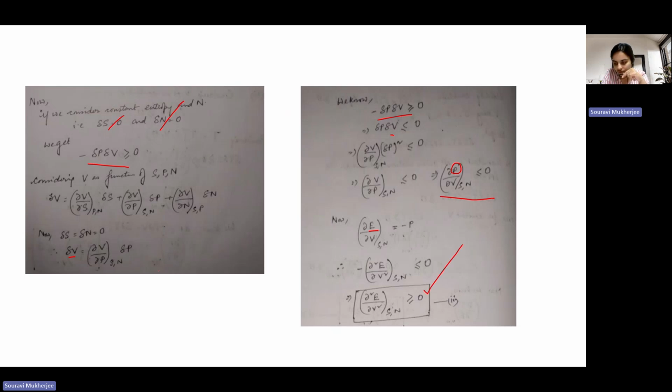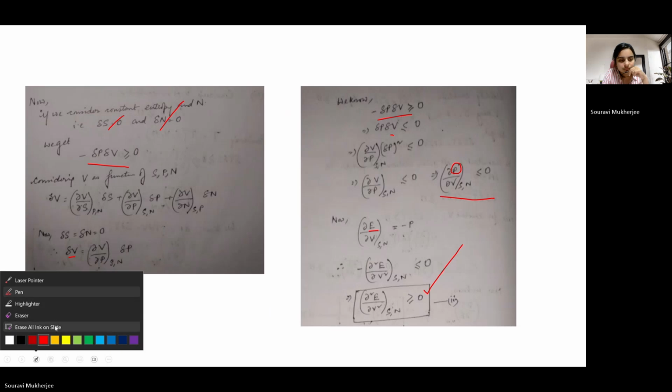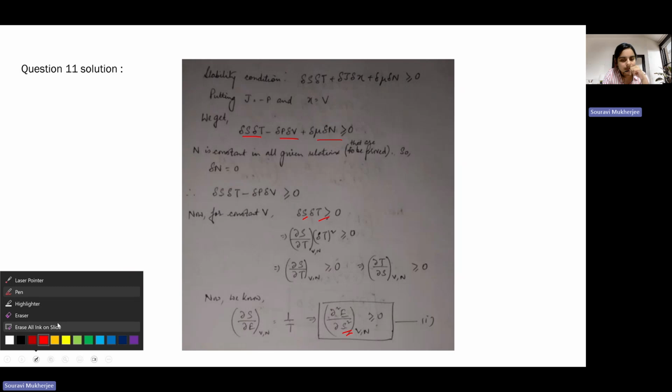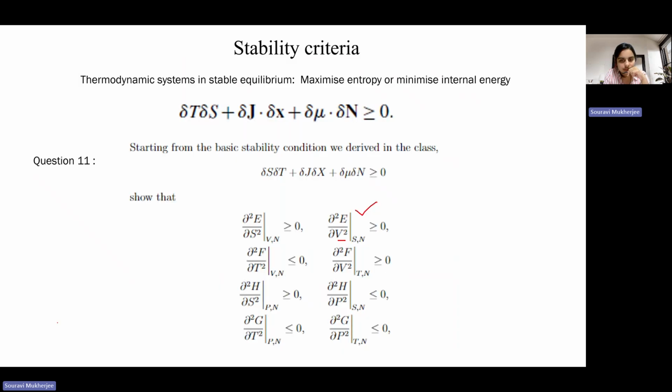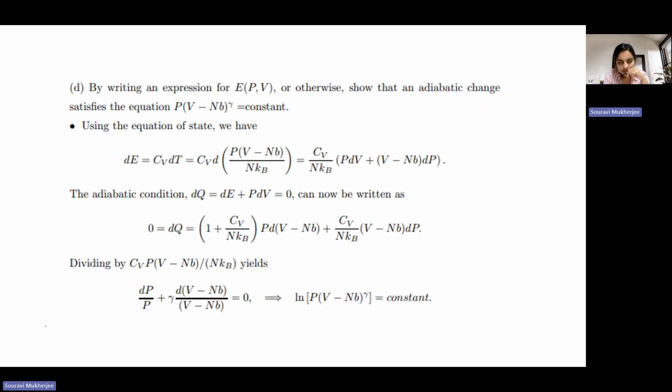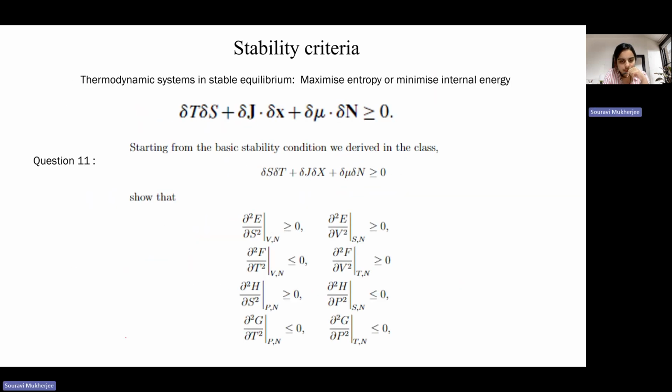Right. So the same thing can be done for all the different thermodynamic potentials. You can do that. Suppose you have to find this, I'll give you a couple of minutes, try to solve for this maybe. Or this, like choose two and solve.